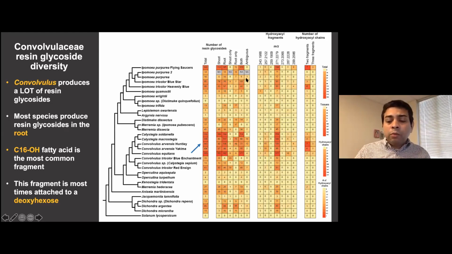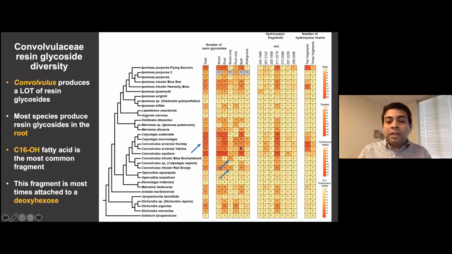We also see that most of the time the resin glycosides are produced in the root. So if you take all the resin glycosides and ask if they can be explained by the resin glycosides present in the root or the leaves, we see that in almost all cases, if a resin glycoside is present in the root, it's present in the leaves. So we know that they are produced in the roots. Whether they are produced in the leaves, we don't know that yet, because they could also be transported from the roots to the leaves.